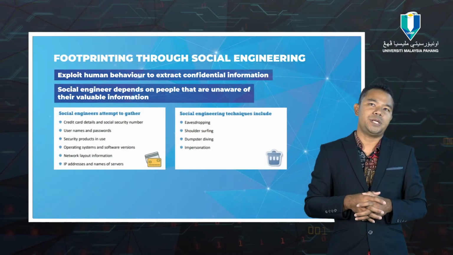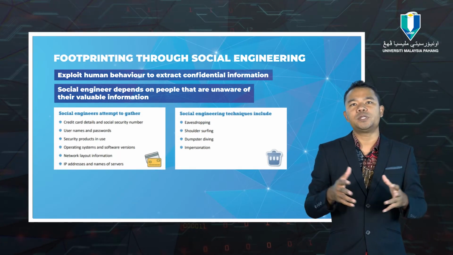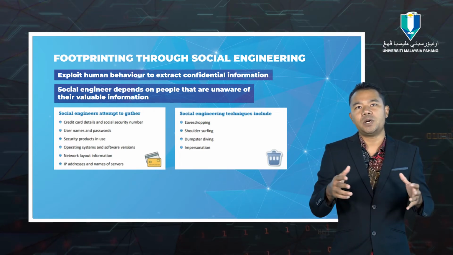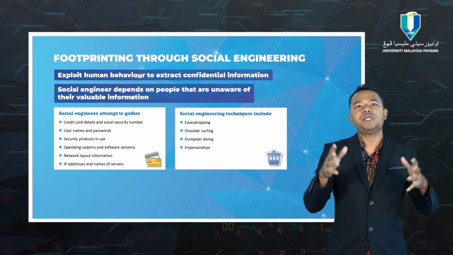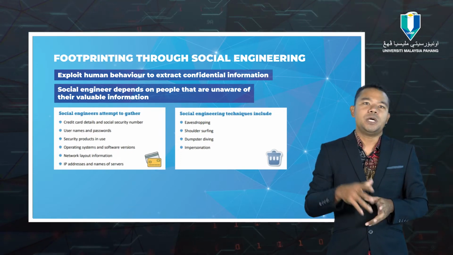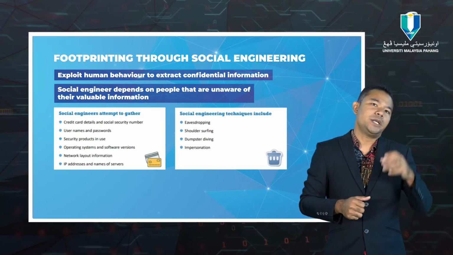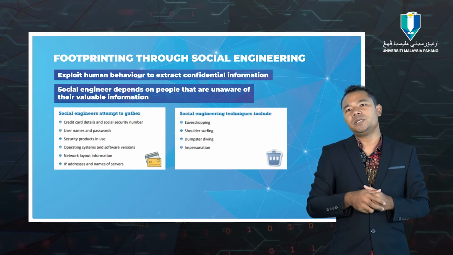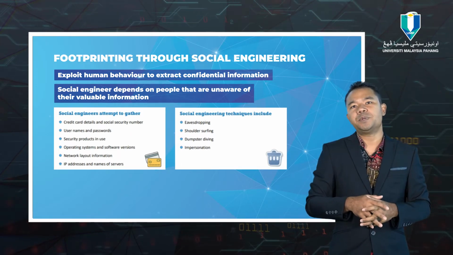Footprinting through social engineering. Social engineering is the art of exploiting human behavior to extract confidential information. Social engineering depends on the fact that people are unaware of the value of their information and are careless about protecting it. Social engineers attempt to gather credit card details and social security numbers, usernames and passwords, security products in use, operating system and software versions, network layout information, and IP addresses and names of servers. Social engineering techniques include eavesdropping, shoulder surfing, dumpster diving, and impersonation.